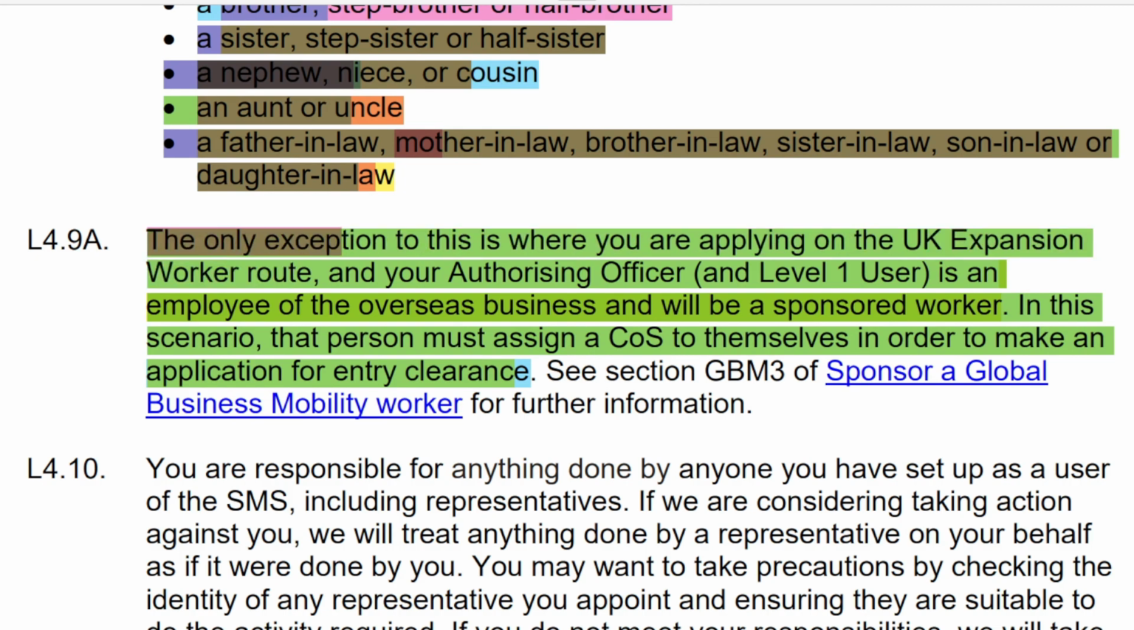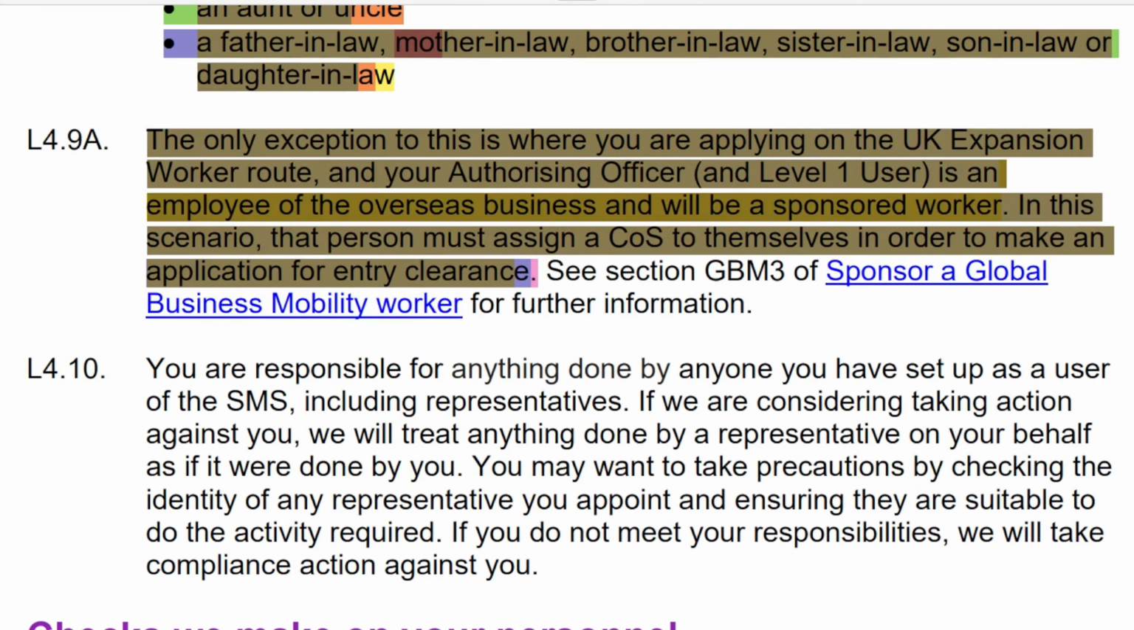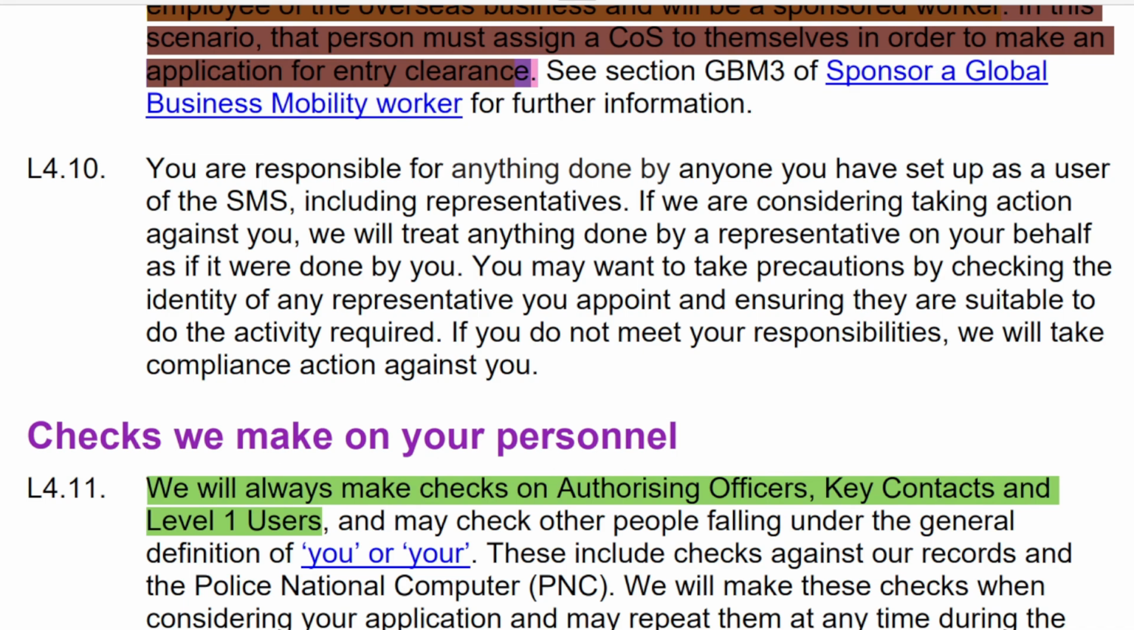The only exception to this, now we are discussing the exception, is where you are applying for the UK expansion worker route and your authorizing officer and level 1 user is an employee of the overseas business and will be a sponsored worker. In this scenario, that person must assign a certificate of sponsorship to themselves in order to make an application for entry clearance. So that's why we call the UK expansion worker visa a self-sponsorship visa, because this is the exception where, on the UK expansion worker route, the authorizing officer or an employee will be the sponsored worker. In this scenario, the person must assign a certificate of sponsorship to themselves to make the application for clearance to enter into the UK. They can do that. Apart from that, your family members cannot do that.